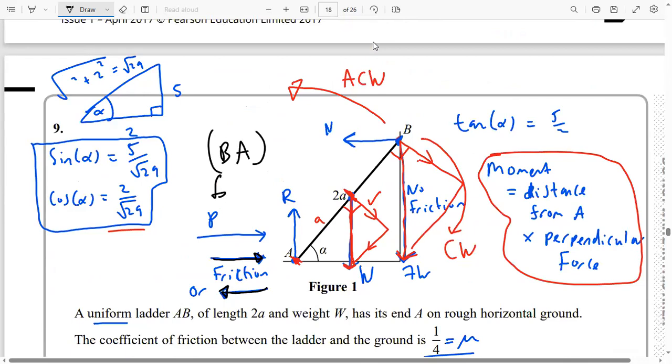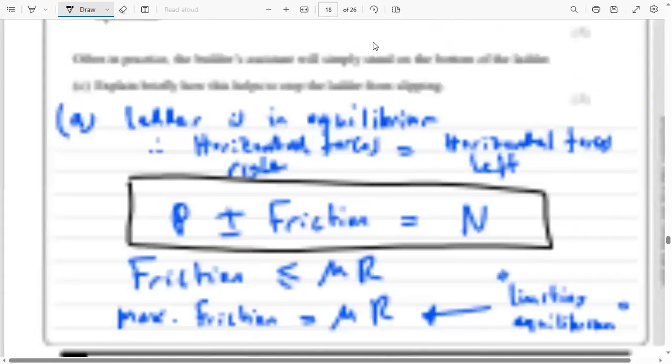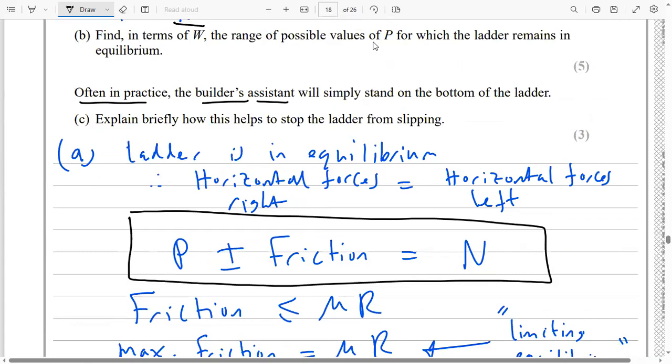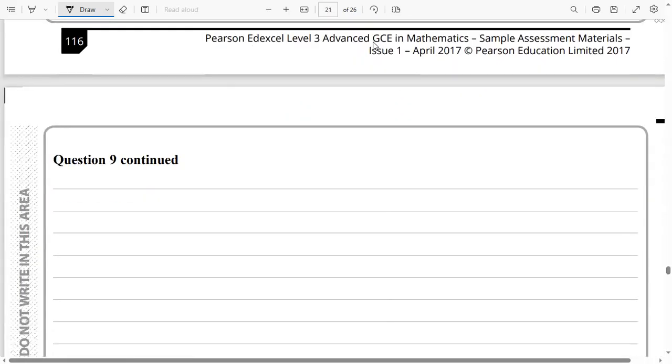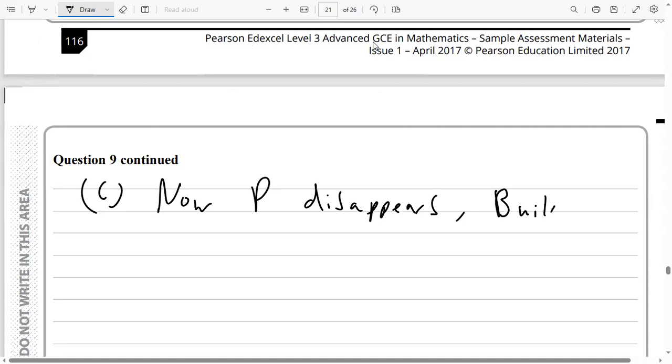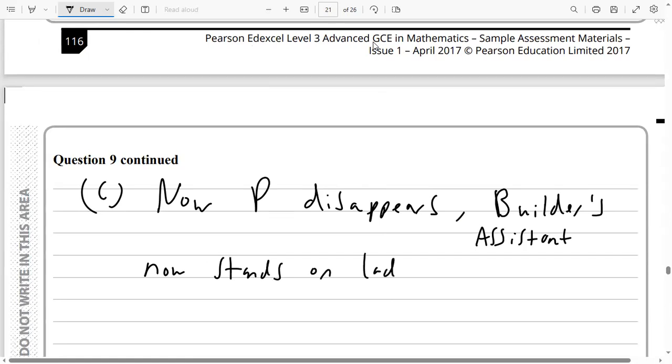So I call this BA for builder's assistant. So now we're going to get rid of this P force. So let's just make a note of this here. With part C, we get rid of this P force, and the builder's assistant is going to stand on the bottom of the ladder instead of a P force. So in part C, now this P force disappears, and the builder's assistant now stands on the ladder at A.